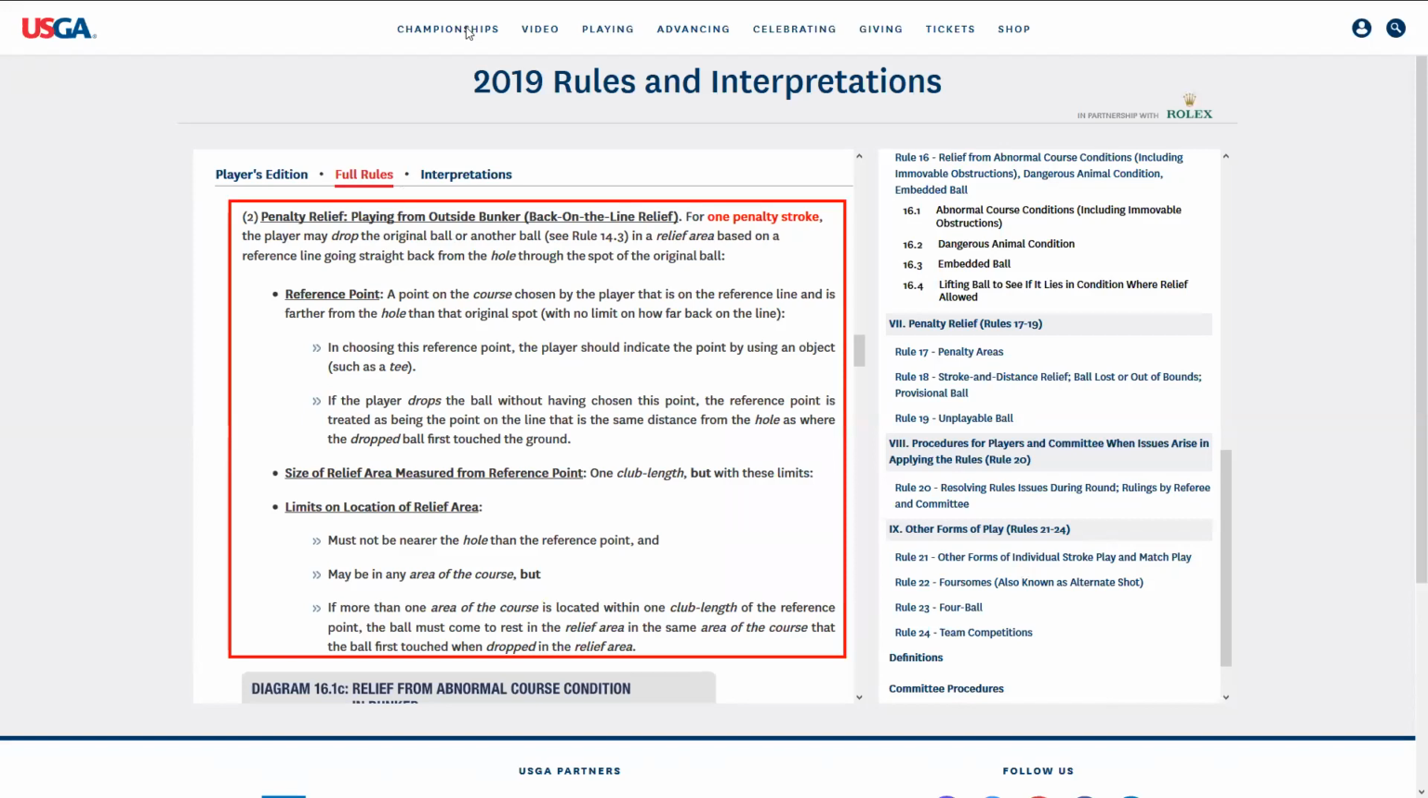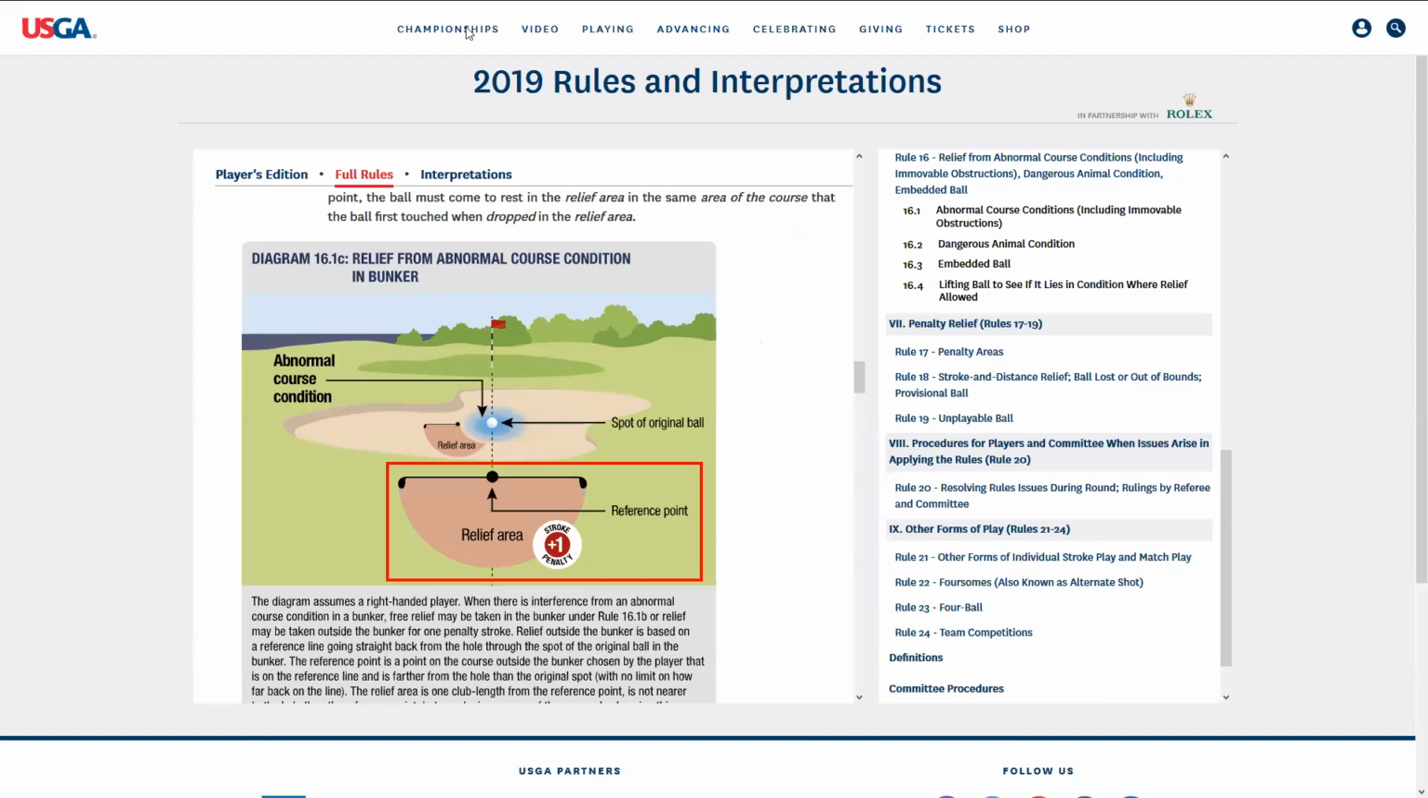So he first chooses the reference line, which is the flagstick, through the ball, and that dotted line is the reference line. And you can go back as far as you want on that reference line. You can pick any spot you want. So the player picks a spot, which is the large black circle. Remember, when you're taking relief, you do not drop on a line, and you don't drop at a spot. You always drop in an area. So the way you figure out the area is you have your reference point, which is on the reference line. You put a tee down there, and then you get 1 club length no nearer the hole.